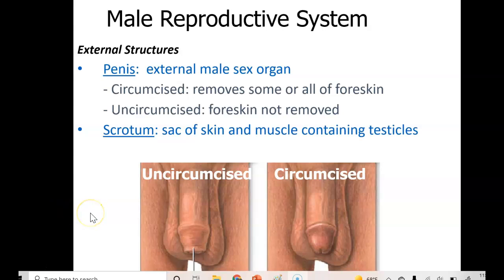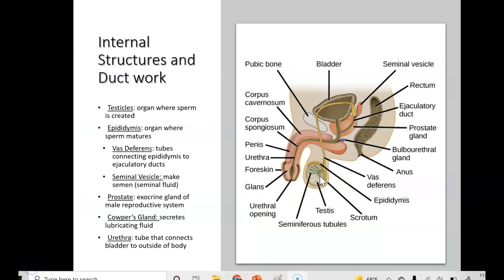So the scrotum plays a really important role in sperm production by controlling the temperature of the testes and making sure that the temperature is just right for all of the cell production to occur. So let's start here with the internal structures and the ductwork. The internal structures, we'll start with the testes.